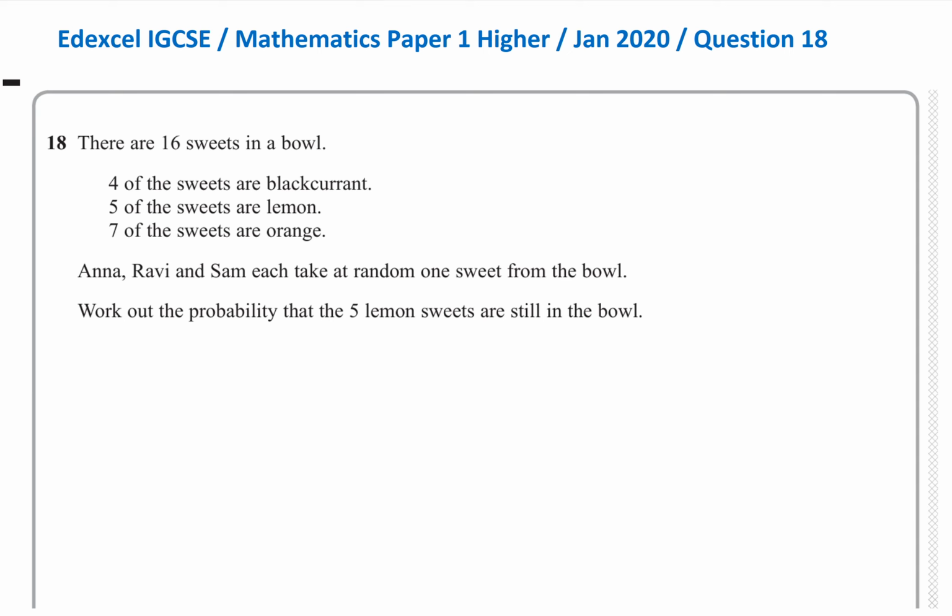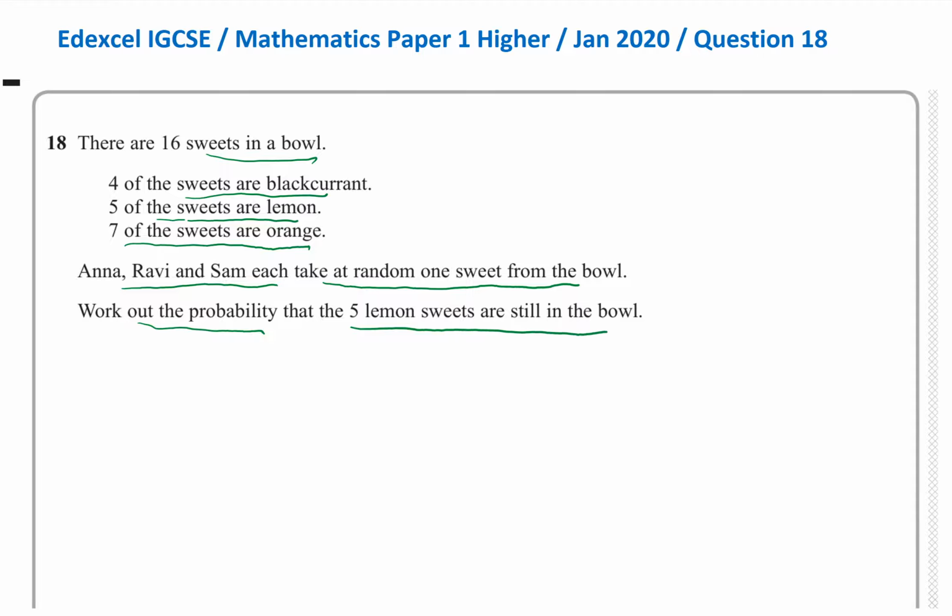So in this question, there are 16 sweets in a bowl. 4 of the sweets are blackcurrant, 5 of the sweets are lemon, 7 of the sweets are orange. Anna, Ravi, and Sam each take at random one sweet from the bowl. Work out the probability that 5 lemon sweets are still in the bowl.